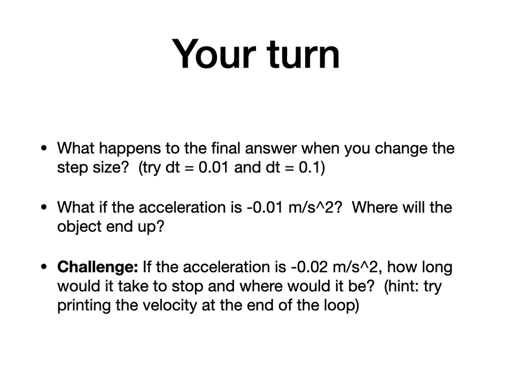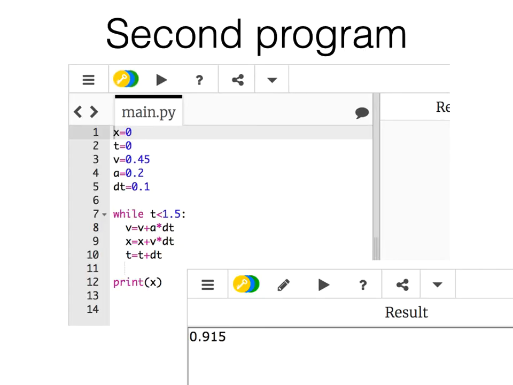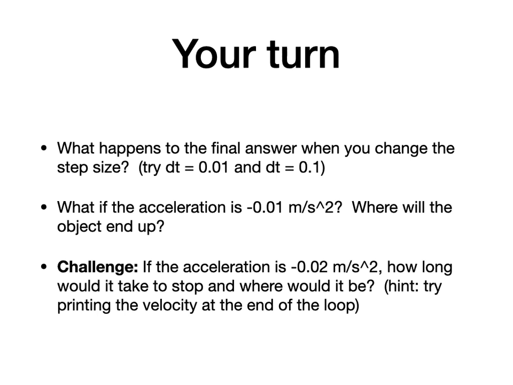And this last question is tough. I will admit it's tricky. If you don't get this one, I'm fine with that. We can talk about it later. If the acceleration is negative 0.02 meters per second squared, how long would it take to stop and where would it be? I said print the velocity at the end of the loop. If you go down here, you can print whatever variable you want. You can print v and just run it and see if it did stop. You could put another statement down here, print x, print t. You could print as much as you want. And I'll show you how to print better in just a second.